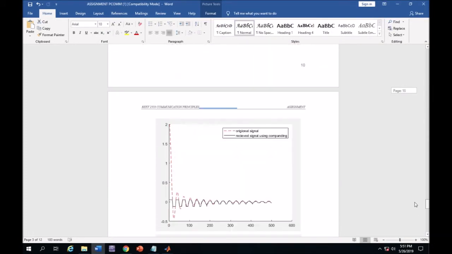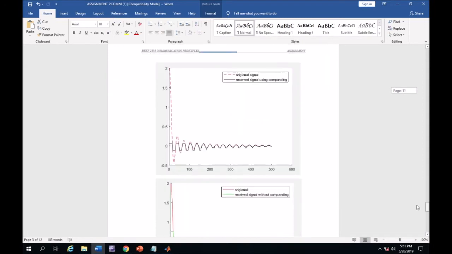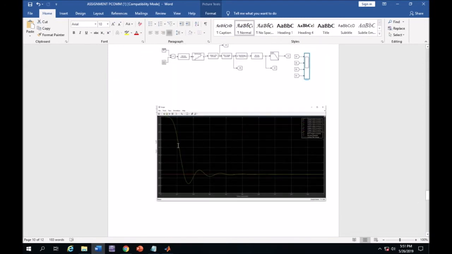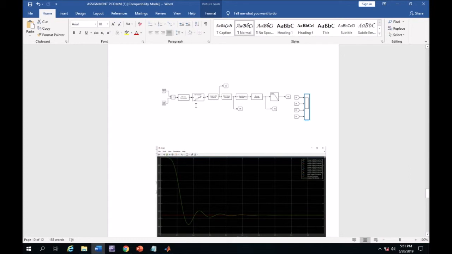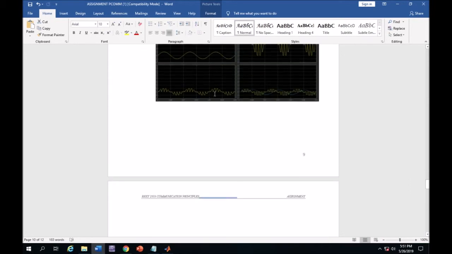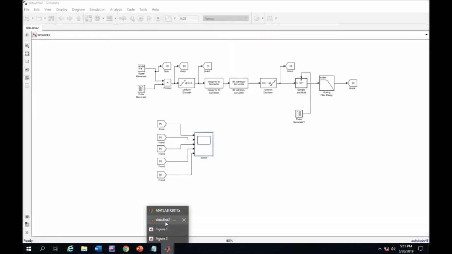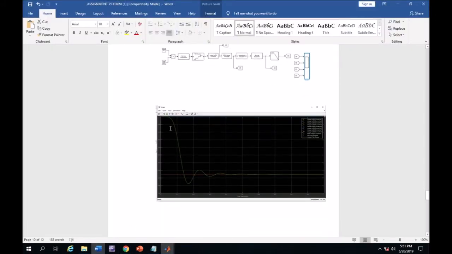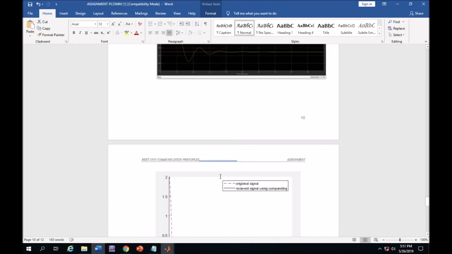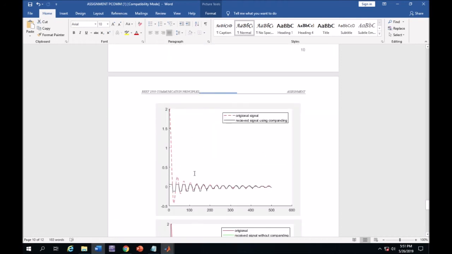Okay, and we paste in Microsoft Word. Okay, from Simulink, MATLAB Simulink, same like this, and we use all these components, and we get also the same graph as MATLAB.